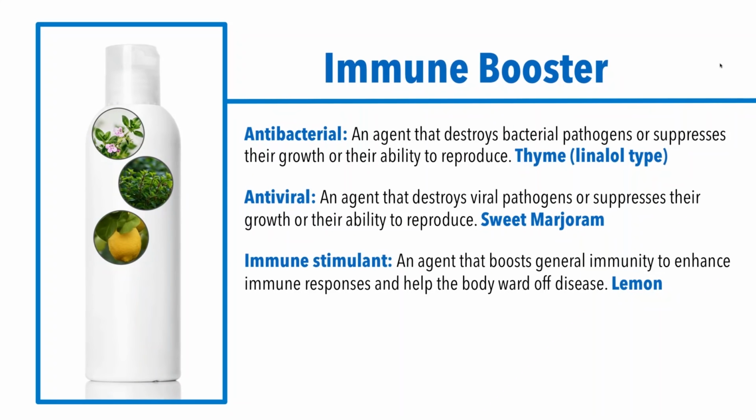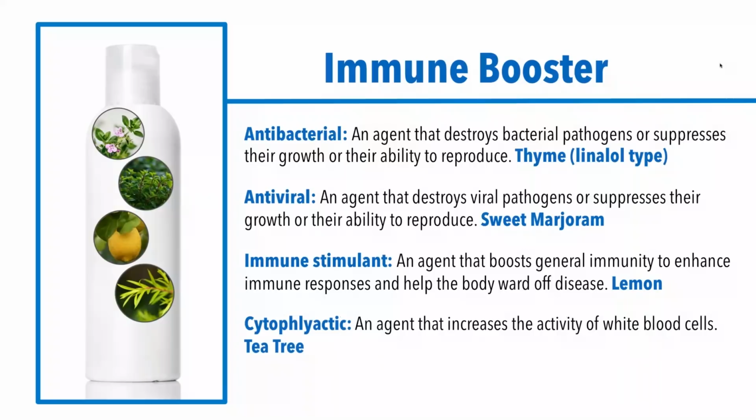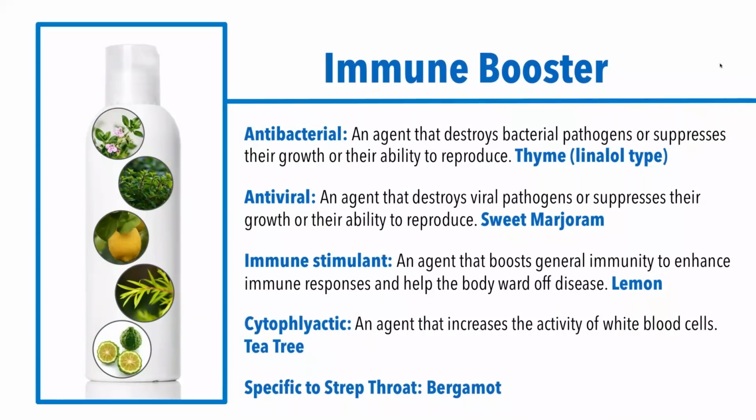I also want a cytophylactic to stimulate the activity of white blood cells. Tea tree is a classic for this. And last but not least, I'm adding some bergamot because bergamot is specific to strep throat. I hate strep throat. I once picked up strep throat from a client. That's not going to happen to me again. So we have now picked our essential oils for immune booster. Yay, us! Let's move on to muscle tonic.